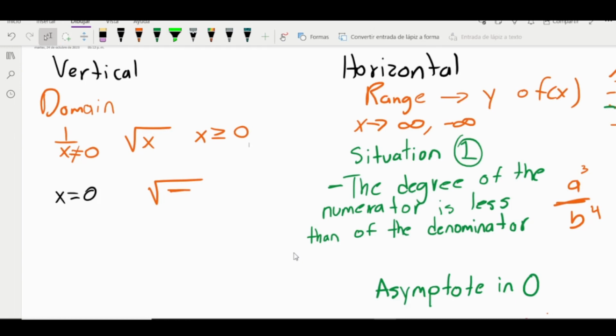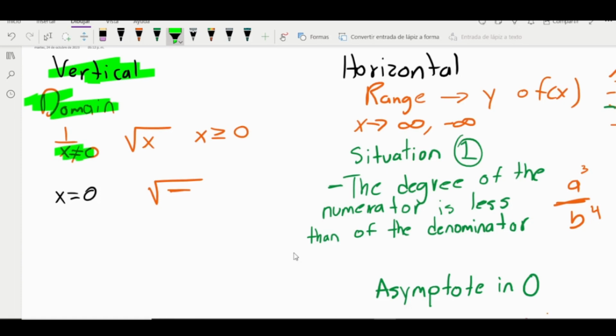So let's start with the easy part, the vertical asymptotes. Here, with the vertical asymptotes, we refer to the domain. Remember that we have two conditions that we need to understand. The first one is a fraction. Imagine that we have 1 over x, and remember that x is not possible to be equal to 0, because it's not possible for the denominator to be 0. We are going to have an undefined function.